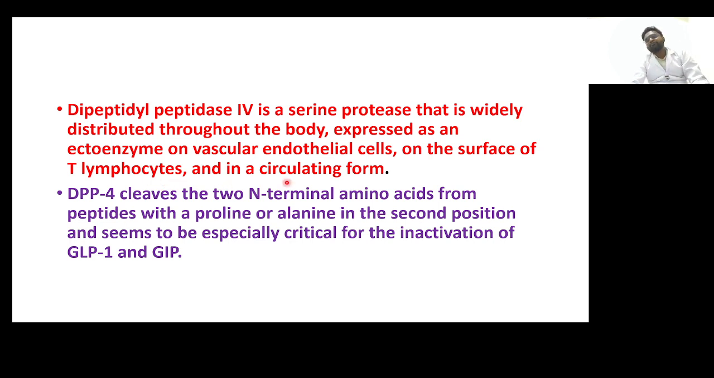So what is the function of DPP-4? DPP-4 cleaves the two N-terminal amino acids from the peptides with a proline or alanine in the second position. So it seems to be especially critical for the inactivation of GLP-1 and GIP.